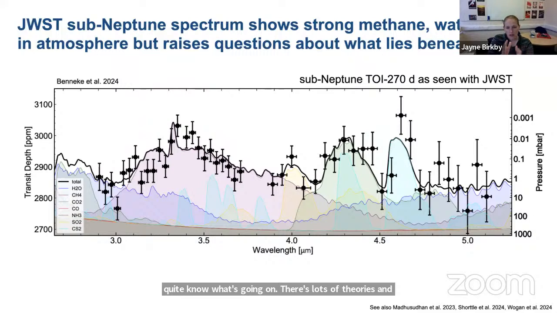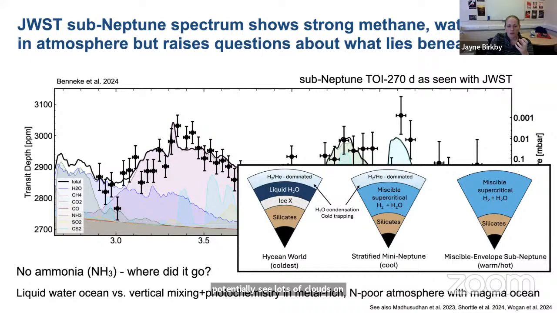You're seeing here a JWST spectrum of a sub-Neptune. We actually see some features, which is interesting because we potentially see lots of clouds on sub-Neptunes. But the question then is asked, what is going on in that atmosphere, and what does the core of the planet look like? Or do we have silicates? Is there a liquid water atmosphere? Is there a miscible atmosphere between hydrogen and water? So really being able to see what's in the atmosphere is really important.